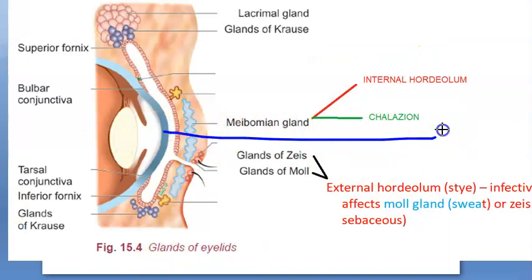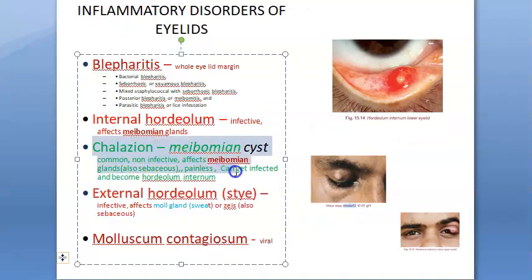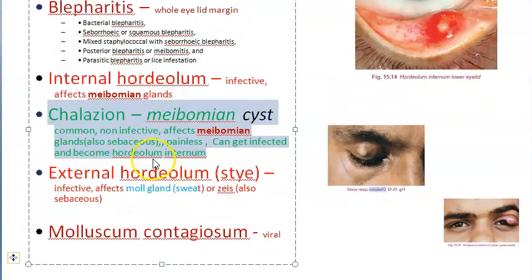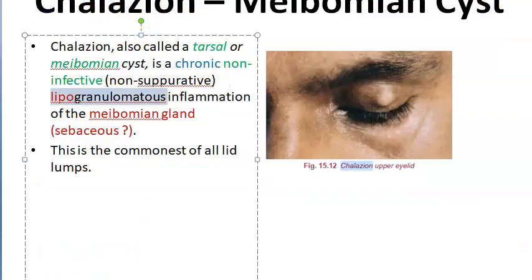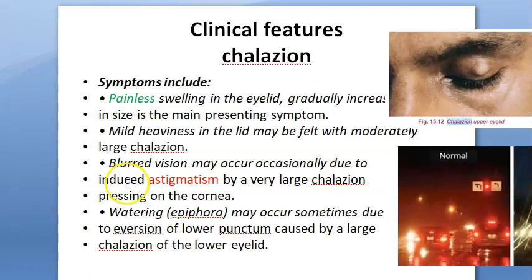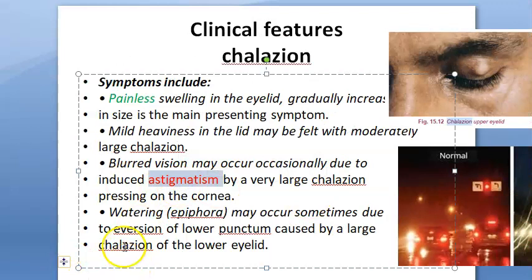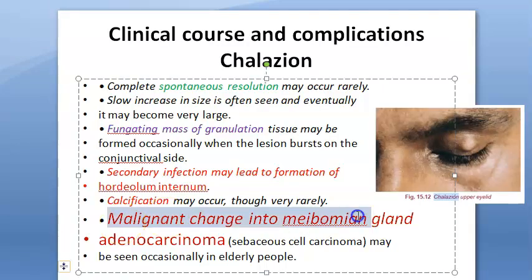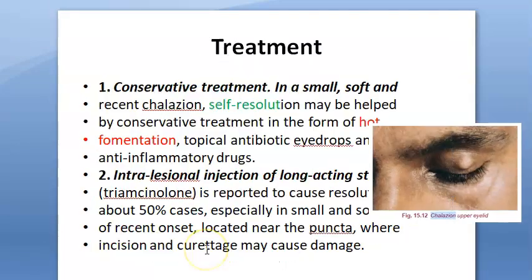So chalazion affects what? Meibomian gland. Meibomian gland is a sebaceous gland, isn't it? It is also called meibomian cyst, this chalazion. It's common, non-infective, painless, and lipogranulomatous, right? If it gets infected, it can turn into an internal hordeolum. So remember, it is lipogranulomatous. It's not an infection. These people will have only a cosmetic problem, and they can have some astigmatism because of pressure on the cornea. The problem is this can become a malignant change.